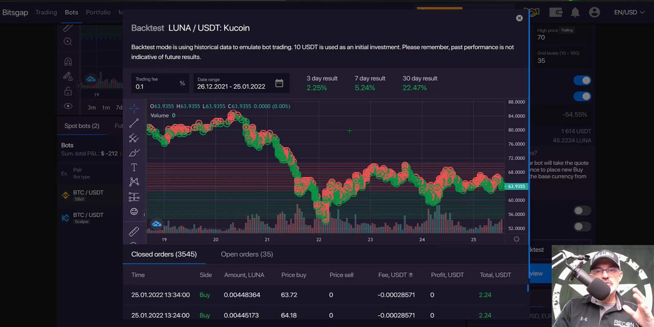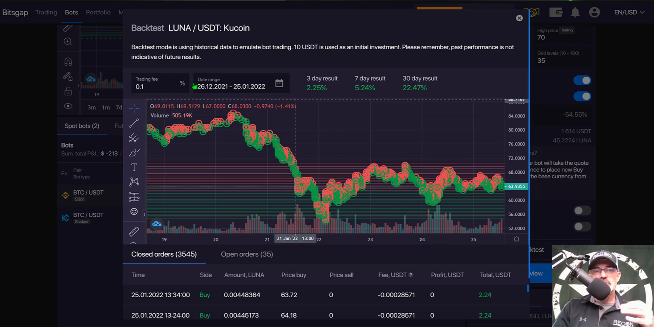And as you can see, the results are not terrible. Over a 30-day period, the results would be 22% profit. Now, first of all, it's important to remember, backtest results do not guarantee future results, but I still find them useful when configuring a grid bot.